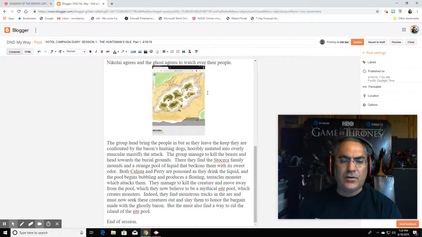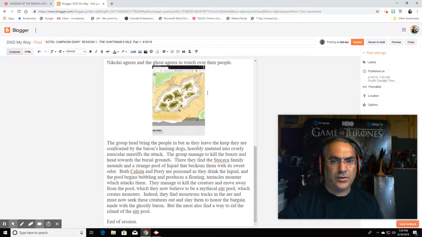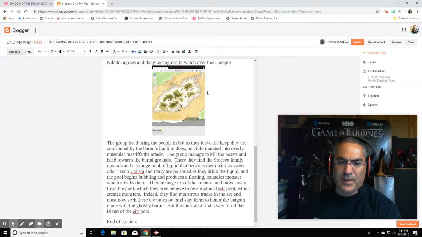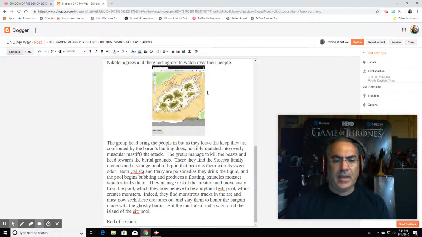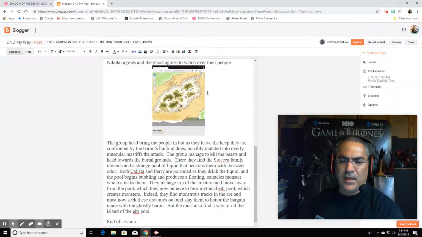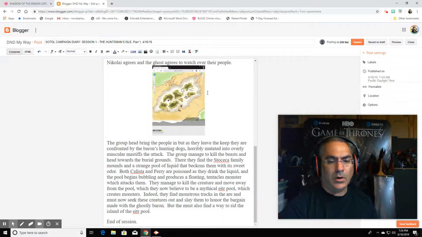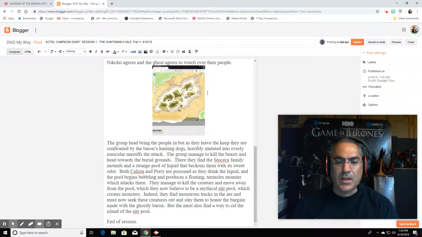But when they get there, they find a strange pool of liquid right in the middle of the burial grounds. And when they approach the liquid, monsters begin forming out of it. They find that they have to fight the monsters, and they kill a couple of monsters before they figure out that the monsters are being created every time they approach the pool. And so they decide to avoid the pool, and they start looking around the area for signs of any other monsters, and they find lots of tracks, but they don't spot any monsters at this point.